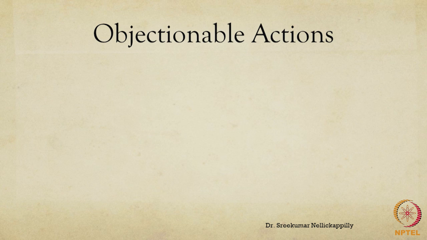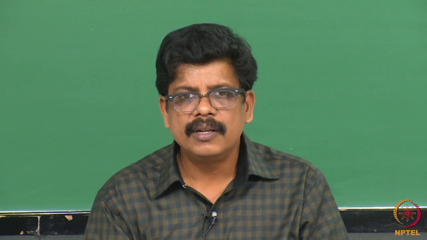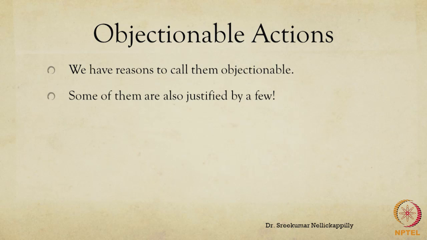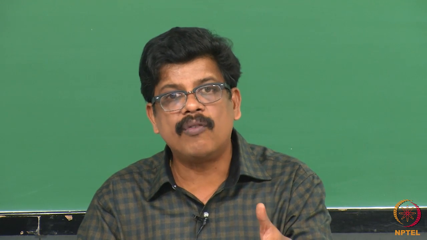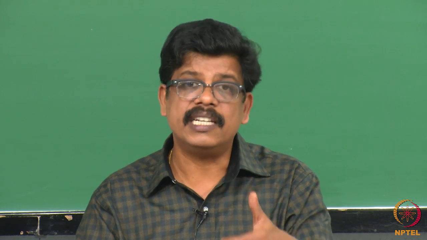And these images which I have just shown you represent some sort of actions which are objectionable. We can call them objectionable actions. We have reasons to call them objectionable, and some of them are also justified by a few. For example, the Holocaust was justified by the Nazis when it was done, and the cruelties of the Vietnam War, when the US was involved in a war with Vietnam, they did all these cruelties and justified them.